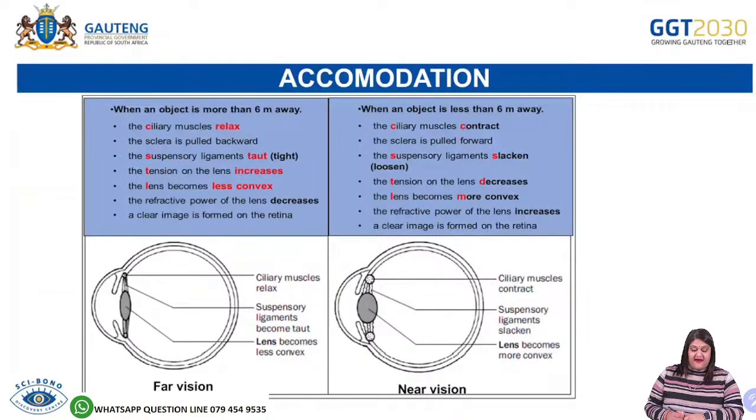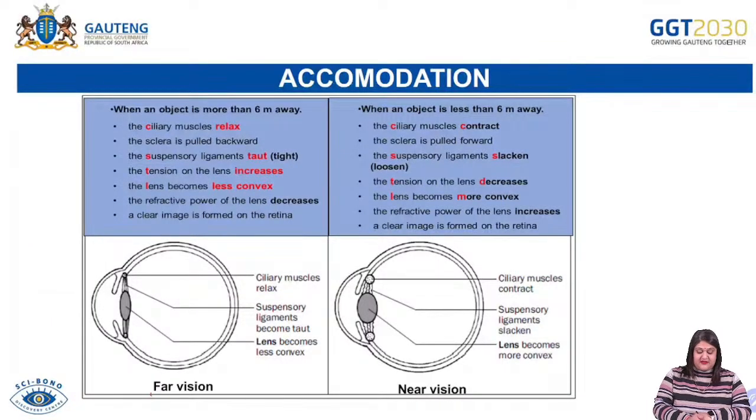Okay, so here we have the two. Let's first look at far vision. This is the one over here. What is happening here is that when the object is more than 6 meters away, that is what we consider far. So if the object is more than 6 meters away, it is distant vision.